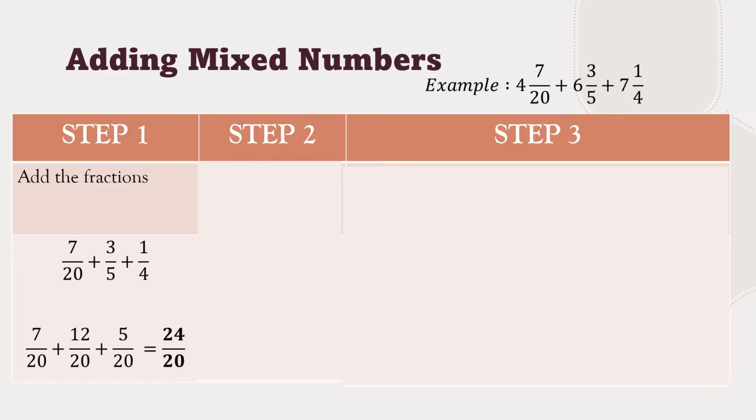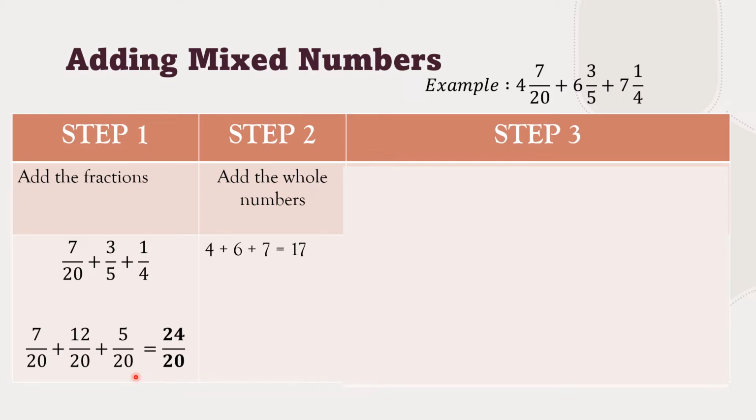But then since these fractions are unlike fractions, we have to look for the LCD first. So the LCD for these fractions is 20. Okay, so we now have an LCD in the value of 20. Now we have already raised our fractions to the LCD. Okay, now let's proceed to step 2 where we are going to add the whole numbers. So 4 plus 6 plus 7, that is 17.